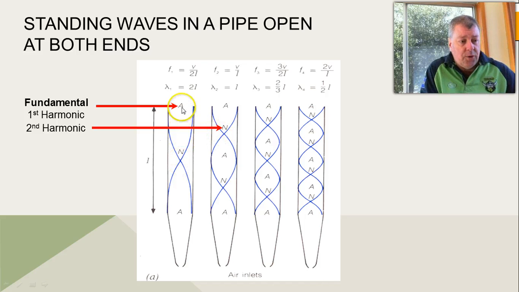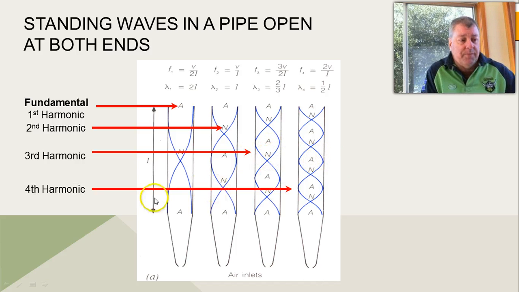So here, this is open at both ends, so you must have an antinode at both ends, and you have a node between the antinodes. So what you do to find the next one is you slip in an antinode, and that gives you your two nodes. And then the third harmonic and the fourth harmonic.